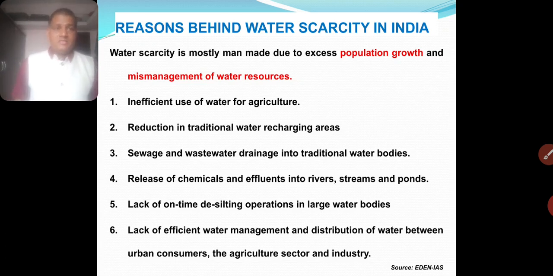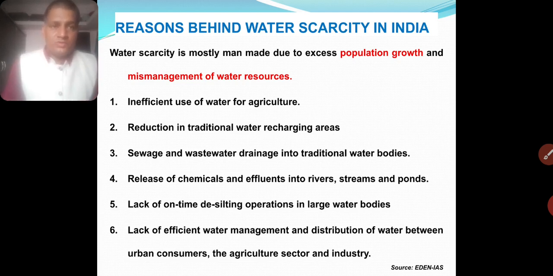What is the reason behind this scarcity of water? The very important one is excess population growth, and because of this, supply and demand are imbalanced, and whatever resources are there, they are in a contaminated form, and also there is mismanagement of the water resources. So if we solve this problem, definitely you will get good and pure water.